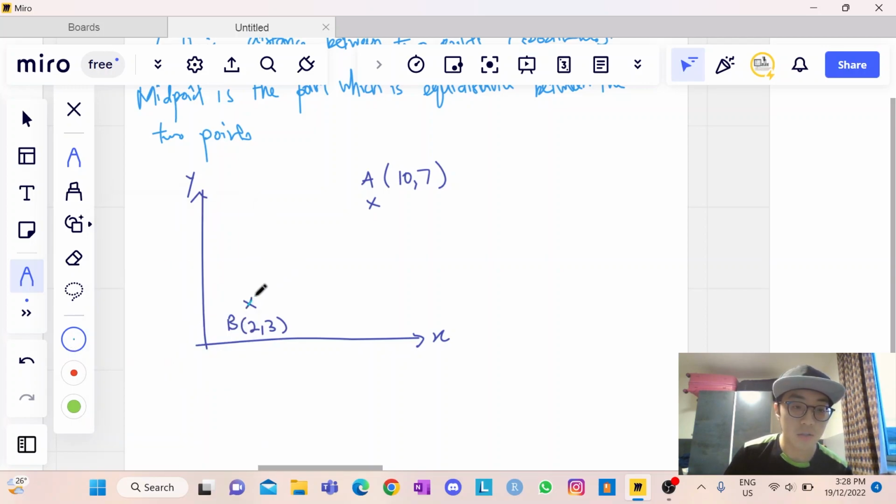Let's use this color. All right. Okay, so we need to look for the distance between the two points. So there is a formula for this. I'm going to be listing down the formula first.